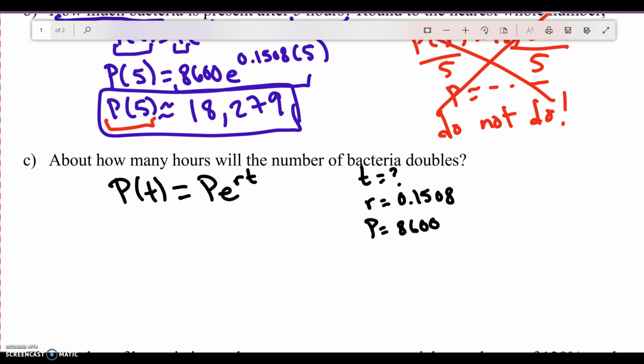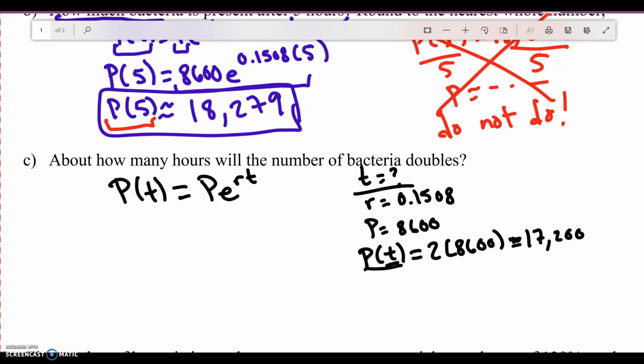Okay, now we want to figure out at what time. So what should the time be when the population doubles? So what is the doubling size? We don't know what t is. The doubling size will be when it's 2 times 8,600, because that's what doubling is. So when I do 2 times 8,600, what I'm going to get is 17,200. That's what I'm going to end up getting.